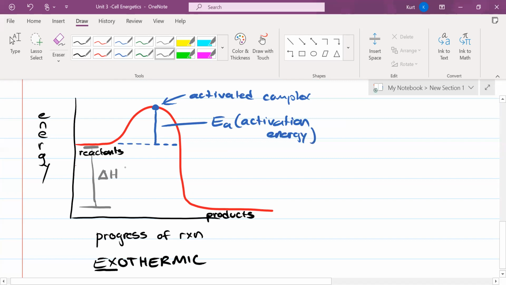Because there's an energy loss, that value for the change in enthalpy would be a negative value.